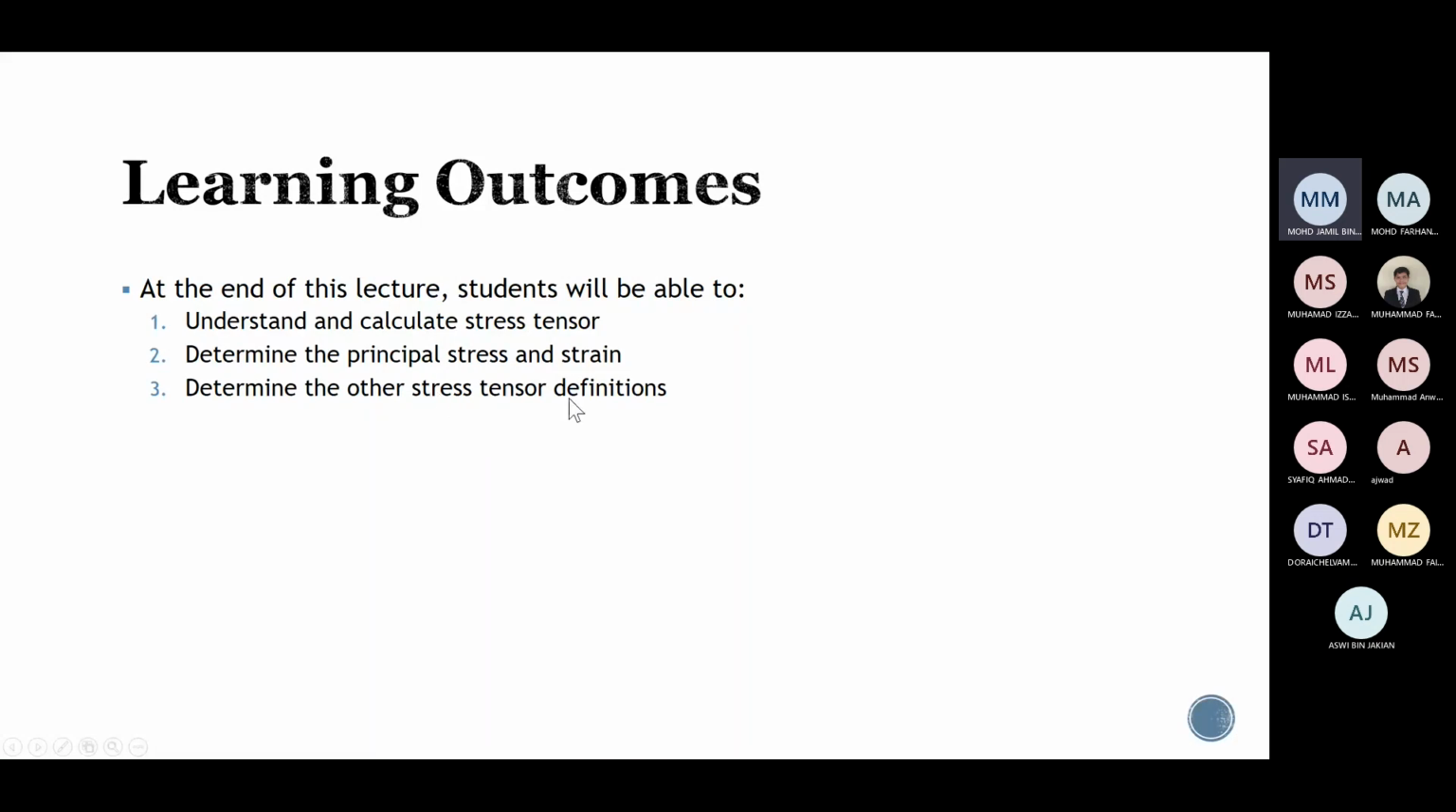So I think you have learned from subjects SOM and solid mechanics about stress tensor and also principal stress. Probably you have learned about Mohr circle. So in Mohr circle, you can calculate principal stress. So here we are going to look at how we can calculate principal stress from stress tensor.